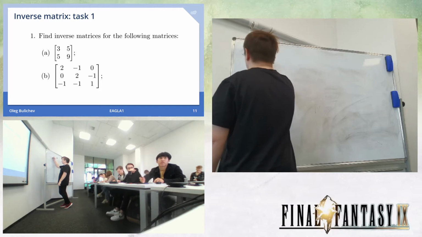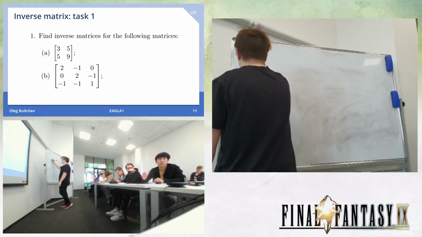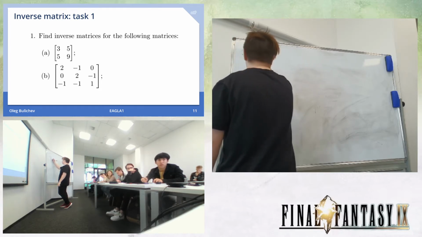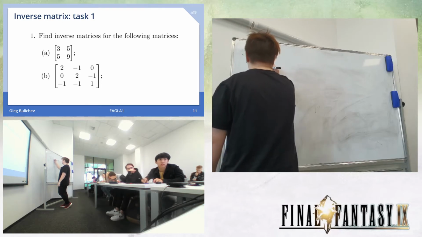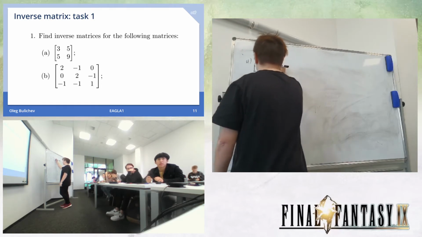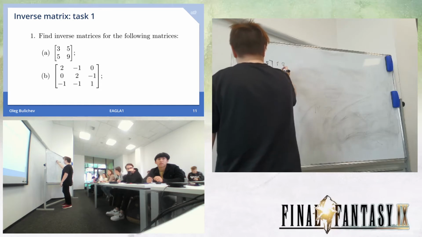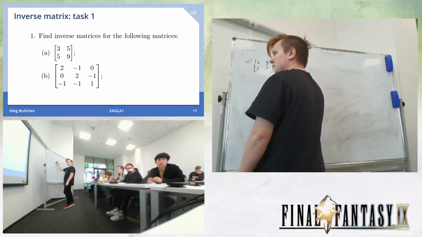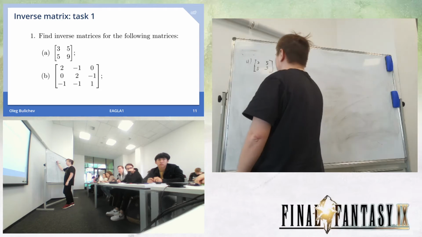Only square matrices have inverses. Guys, again, we can find an inverse matrix only for square matrices.